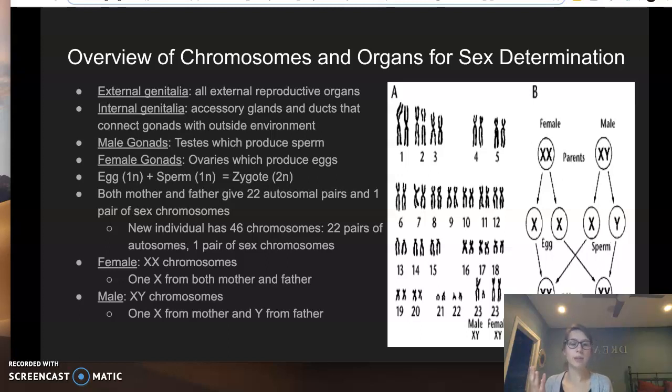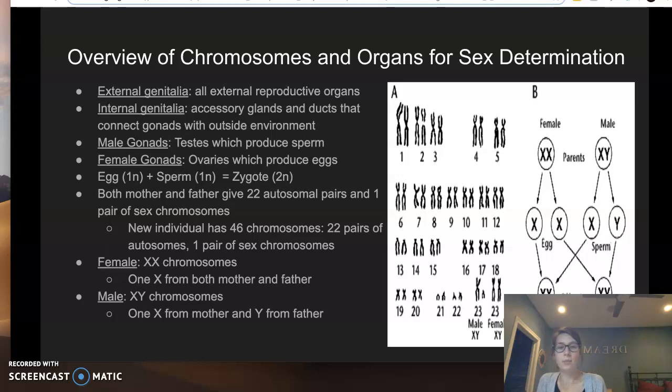And so the female that produces eggs, the mother, and the male that produces the sperm come together, and the egg and the sperm are both haploid, and they come together to form a new individual that is a zygote, and it is diploid. And so both the mother and the father give 22 autosomal pairs and one pair of sex chromosomes to the new individual. And so the autosomes contribute to the directed development of the human body form and characteristics. So, for example, they help with the development of hair color and blood type.